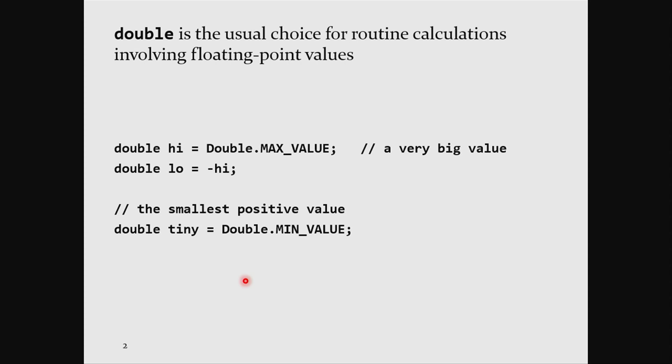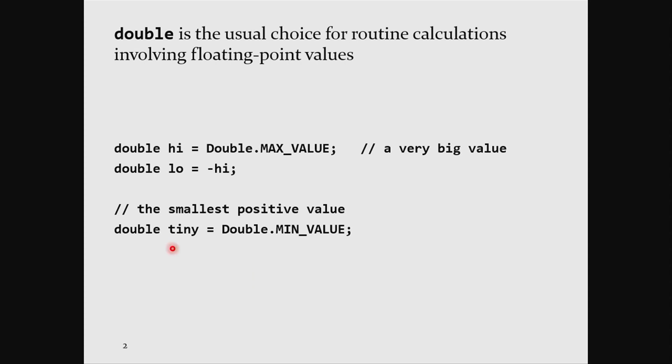Okay, so in Python, if you're going to use a floating point number, you just type in something like 1.5 and Python gives you a float, right? In Java, the corresponding type for float is double. Now, you have to be careful, because in Java there's also a type called float. Normally, you want to use double. Double is the one that most closely corresponds to Python's float. It's the normal choice for routine calculations involving floating point values, anything that has a decimal place in it, basically.